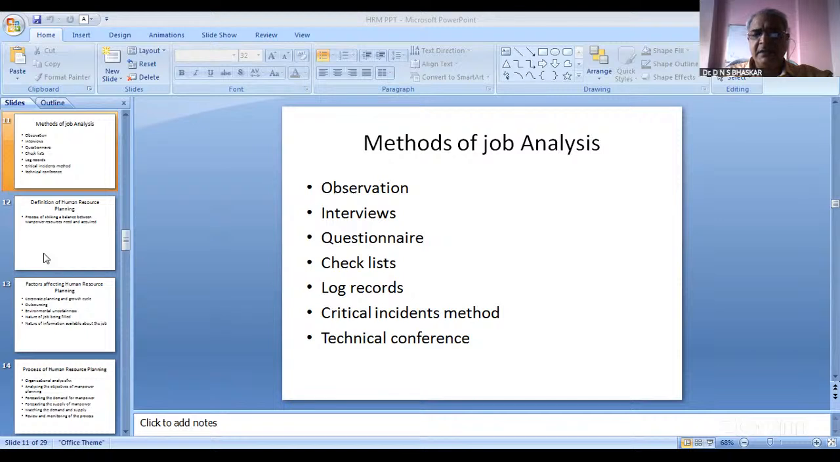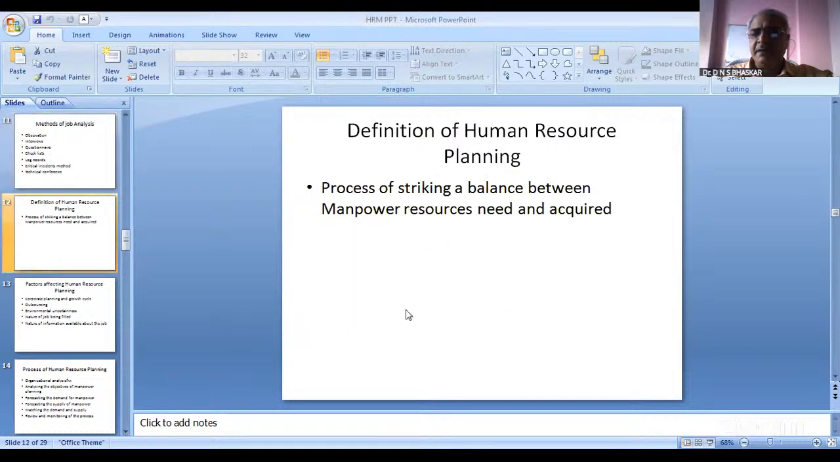Then coming to another important aspect, definition of human resources planning, right? When job analysis is complete, then we have to go for the planning of the human resources. The main important element to understand here is that human resources planning basically talks about the process of striking a balance between manpower resources need and acquired.